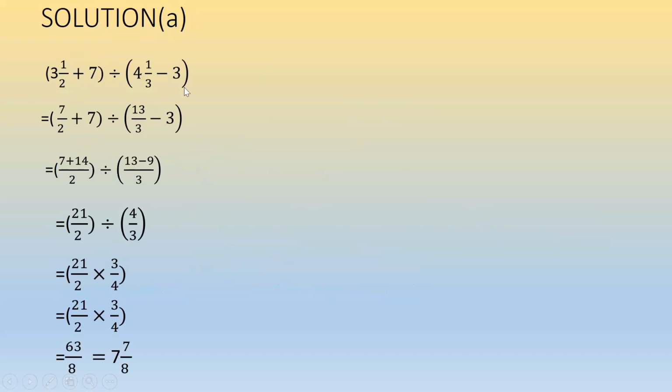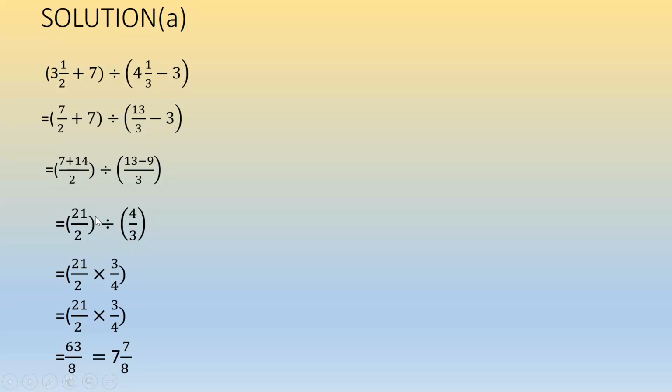You use the same principle here. You change your mixed fraction to improper. You have it here. Then divided by this, you also change your 4 whole number 1/3 into an improper fraction. And then you solve each detail in each bracket separately. So here we have 7/2 plus 7. You find your LCM. And then you have 7 plus 14 over 2. Then your division sign. Then your LCM here is 3. And you have 13 minus 9 here. And then here, 7 plus 14 is 21/2 divided by 13 minus 9 is 4. So 4/3, you have it here.